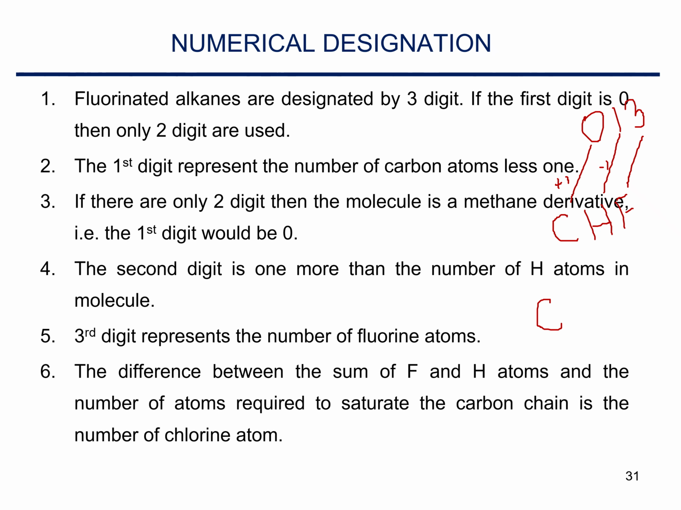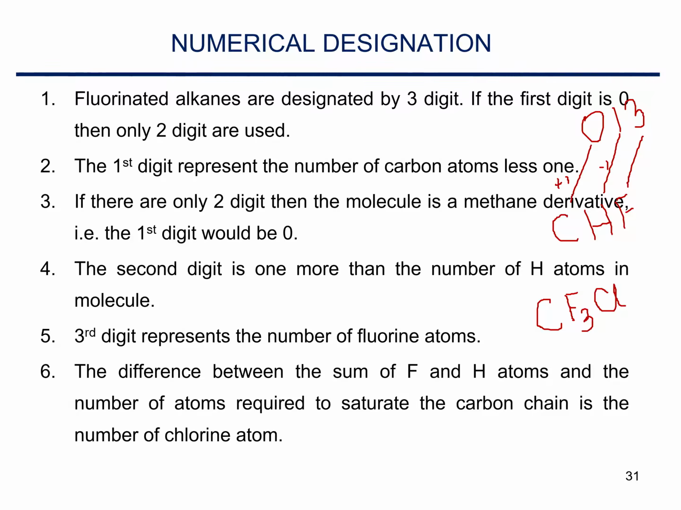Then H, 1 minus 1 is equal to 0. That means no H. Then fluorine. How much fluorine? 3 fluorine, CF3. And the remaining one should be filled up by chlorine. And that is why it is called chlorofluorocarbon. That means its formula would be CF3Cl. So the overall procedure has been shown here.